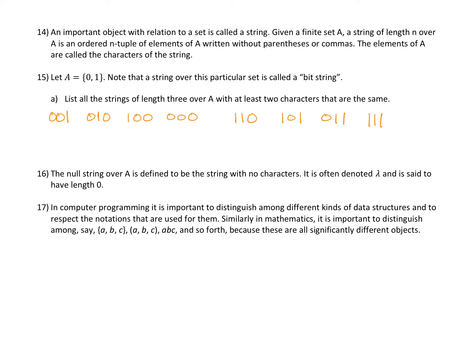Now, in computer programming, it's important to distinguish among different kinds of data structures and to respect the notations that are used for them. Similarly, in mathematics, it's important to distinguish among, say, the set of elements A, B, C, the ordered triple (A, B, C), and the string ABC, and so forth. These are all significantly different objects.